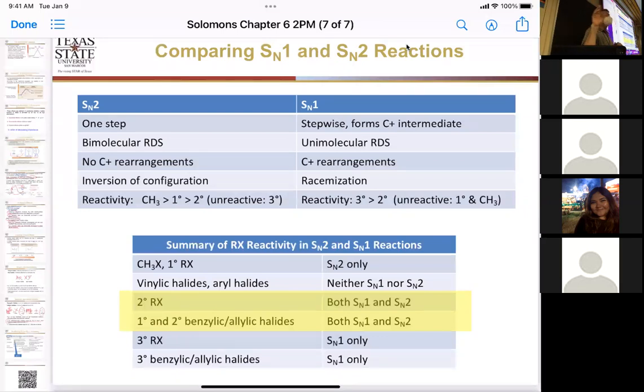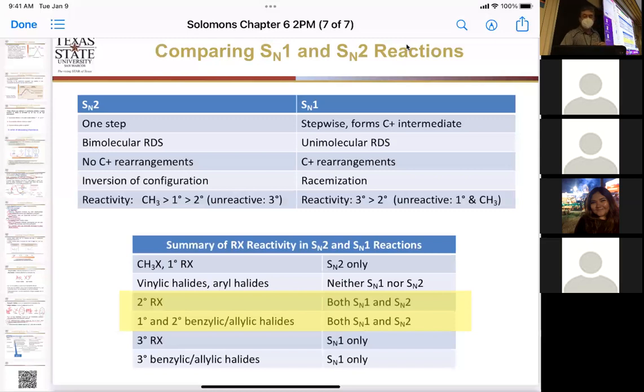SN1 happens in two steps and always forms a carbocation. Carbocations can rearrange. If you have a secondary carbocation, it will rearrange to a tertiary carbocation if it can. Okay, so always look for those rearrangements. We have racemization. We change the configuration completely. And it's mostly tertiaries and some secondaries.